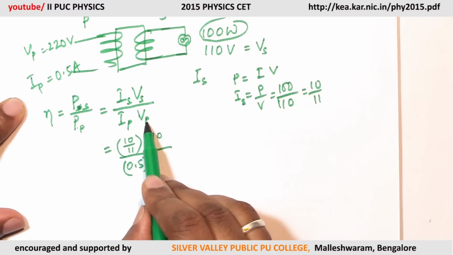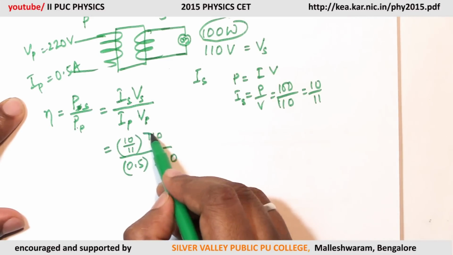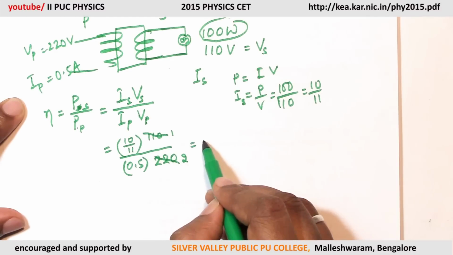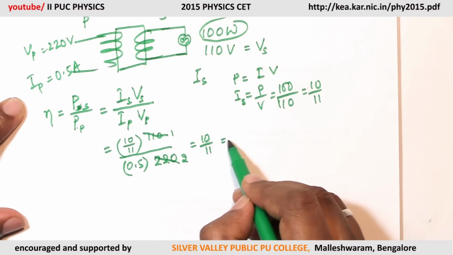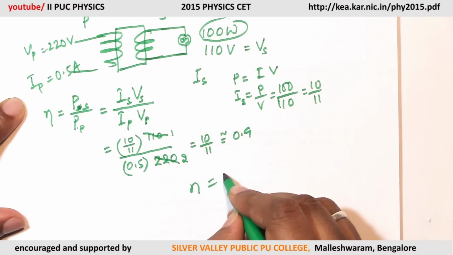Then voltage at the primary 220. This is 1, this is 2. 2 into 0.5 is 1, which is equal to 10 by 11. This is approximately 0.9. Therefore, efficiency equals 90%.